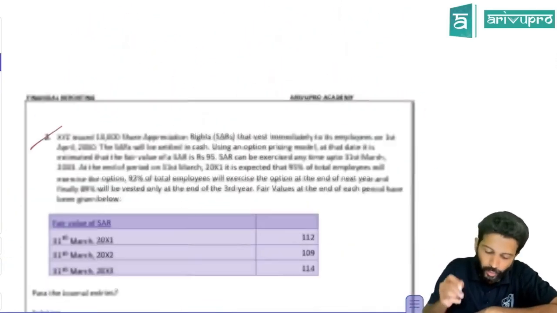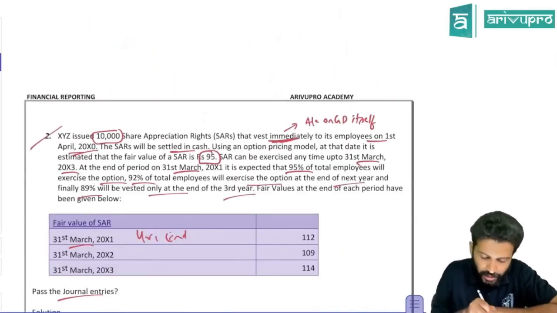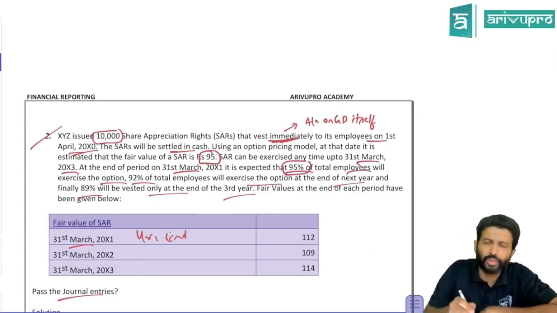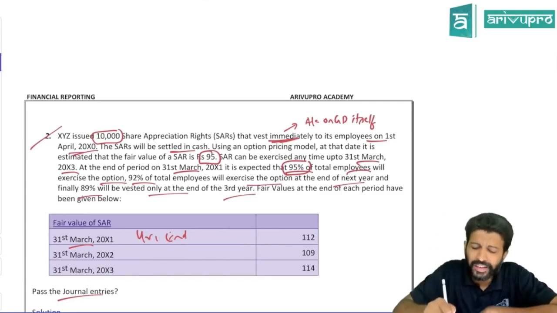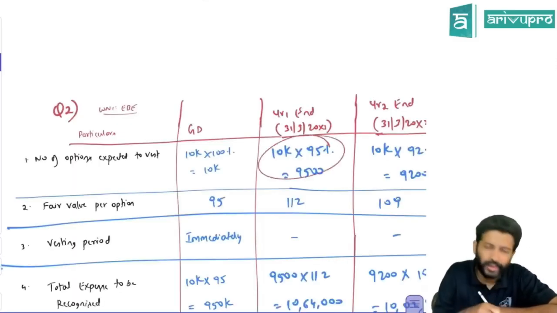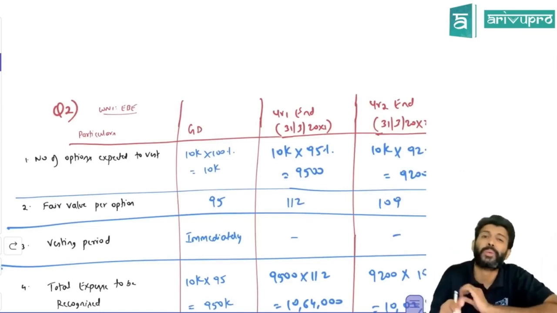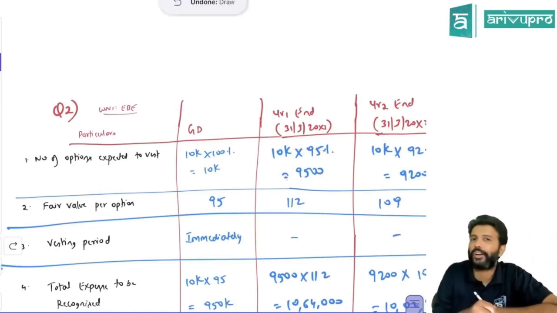On the first year ending date, what are they saying? They are saying only 95% of the total employees will exercise. You gave 10,000, all of them will not exercise, but only 95%. So take 10,000 into 95%. 10,000 is the total SAR, and in that, only 95% is expected to vest. So 9,500 options are getting vested.